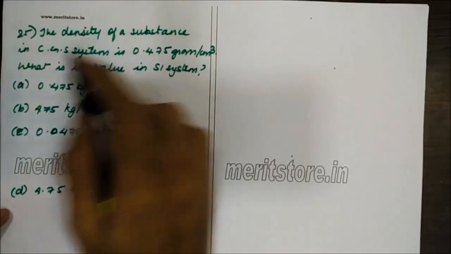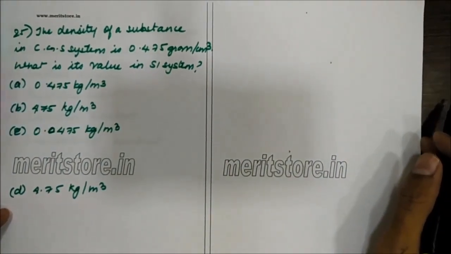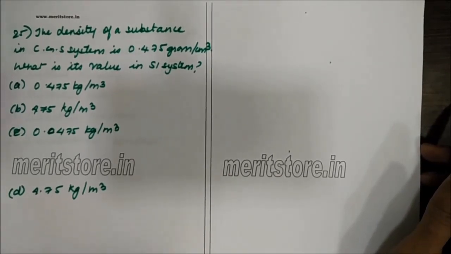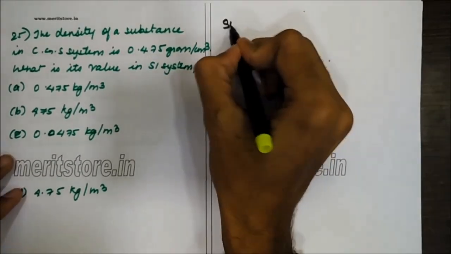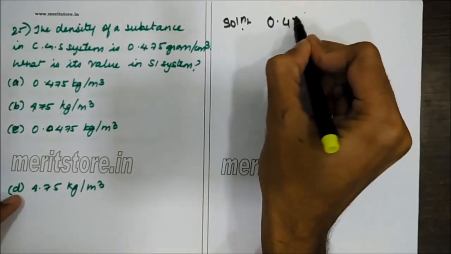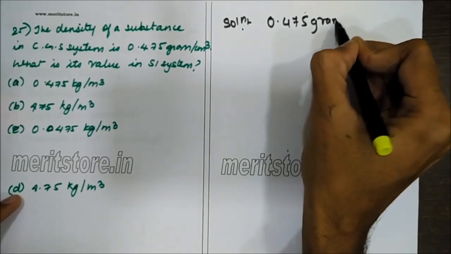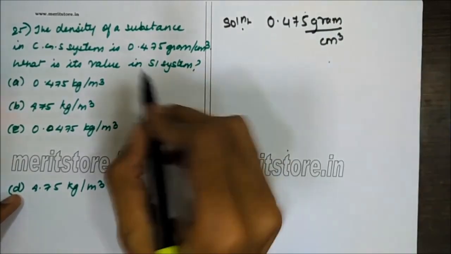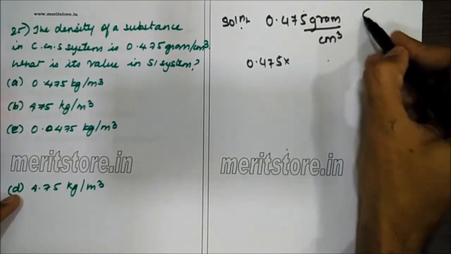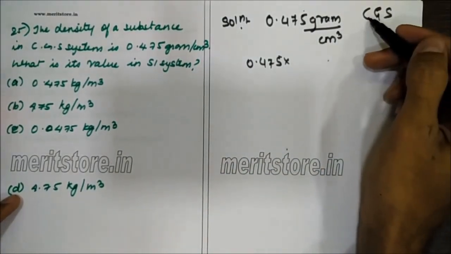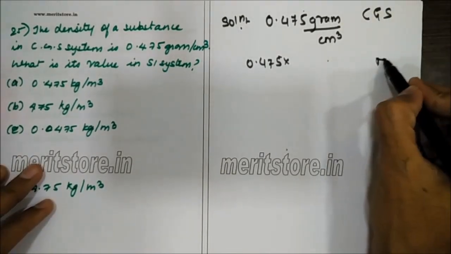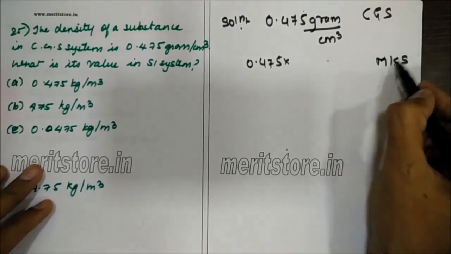Now, the density of a substance in CGS is 0.475 grams per centimeter cube. What is the value in SI system? So we have to find the units and change the value into SI system. The value given is 0.475 gram per centimeter cube. So 0.475 we keep as it is. This gram is in CGS system, and centimeter also, centimeter gram seconds. We have to convert it to the SI MKS system, meters, kilograms and seconds.